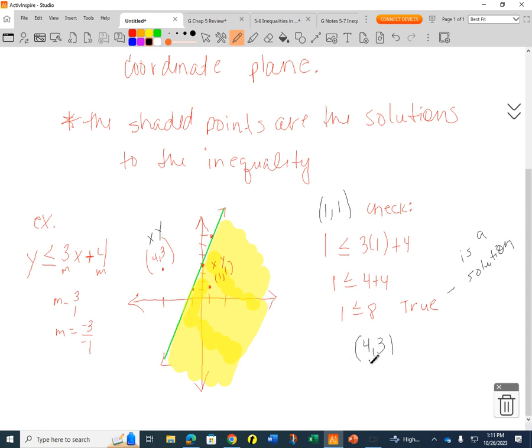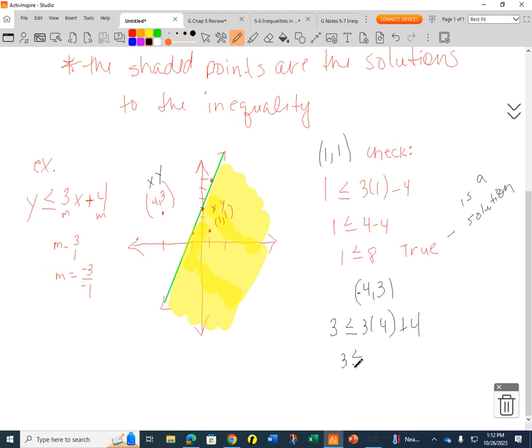So I think that this one is not a solution because it's not shaded. But to check it, I replace the y with negative 4. Negative 4 is less than or equal to 3 times negative 4 plus 4. Does everybody see what I did? Okay, so now negative 4 is less than or equal to negative 12 plus 4. So negative 4 should be less than or equal to negative 8.